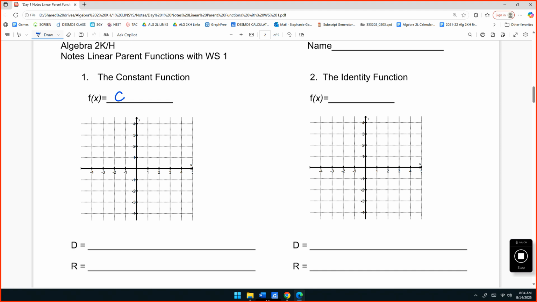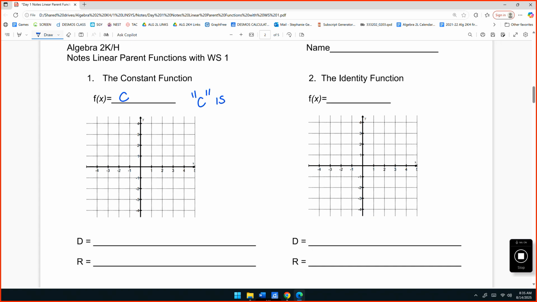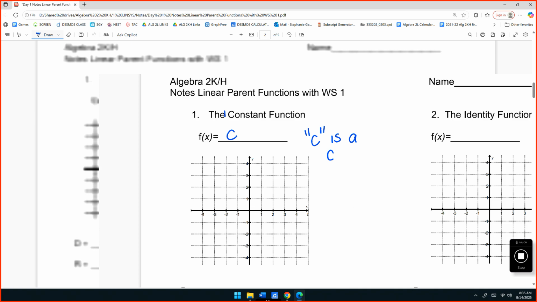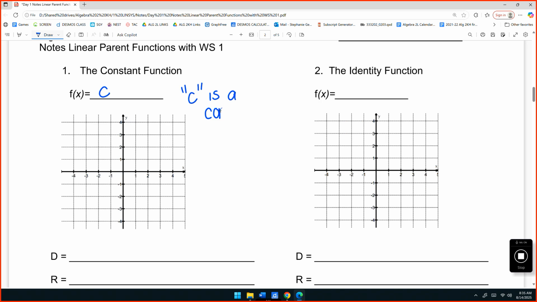And a constant is just a number, right? Like 4, -2, 0.75. So c is a constant. And in the game, you saw that as a horizontal line.